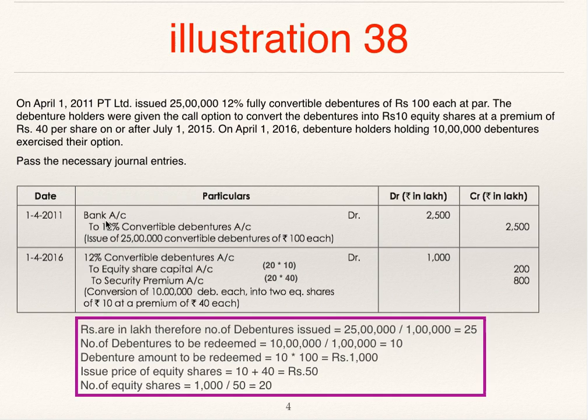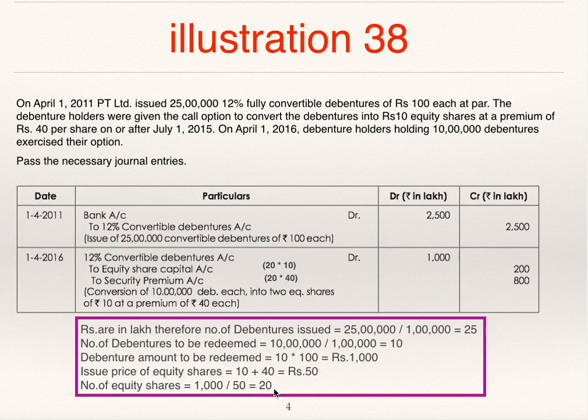Now we'll see the journal entries. As on 1st April 11, this is the entry for issue of debentures. Bank account debit to 12% convertible debentures account 25 into 100. Now at the time of redemption, this entry will be passed. 1st April 16, 12% convertible debentures account debit 1000 to debenture holders 1000. This will be the first entry, and second entry will be debenture holders account debit 1000 to equity share capital account 200 to securities premium account 800.